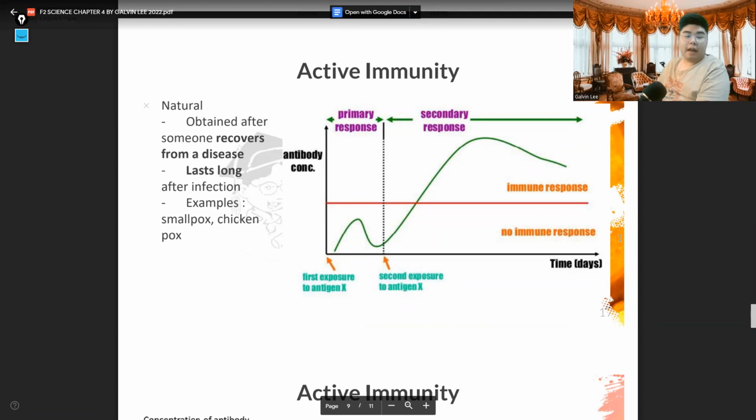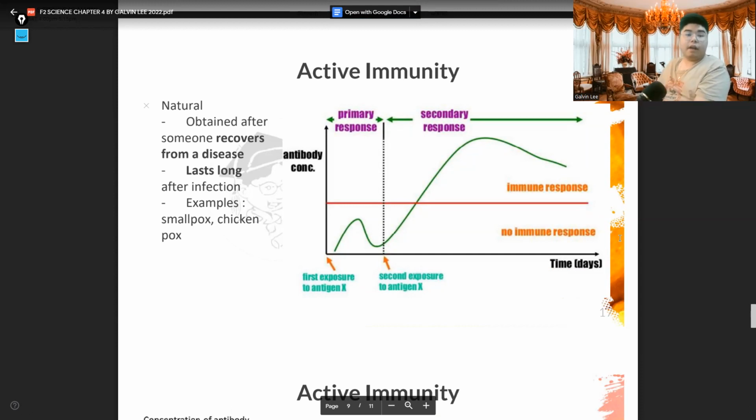So active natural is only talking about that disease that you have recovered from. So if you have recovered from this influenza X, that means you are only protected from influenza X. You are not protected from influenza Y, for example. There's a bit of a KBAT question there.